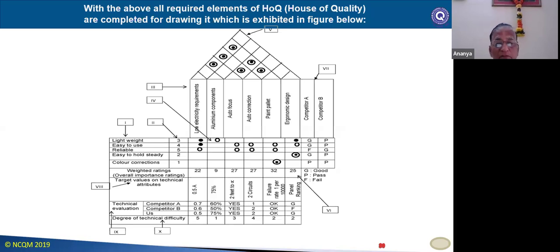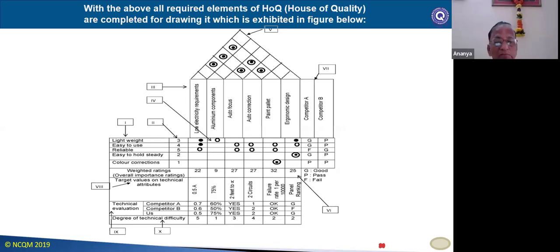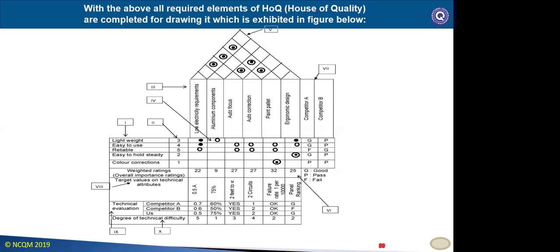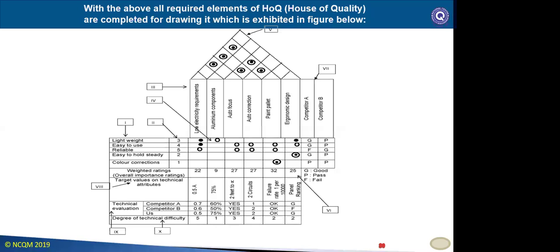Aluminum components, it is an easy task. Okay, like that. So 3, 4, 2, 2. So how difficult or easy it is. So like that, this house of quality finally gives us, where are we vis-a-vis the competition, what we should do, how difficult it is. Correct. And then this goes to the design department, and then they will design the product accordingly.